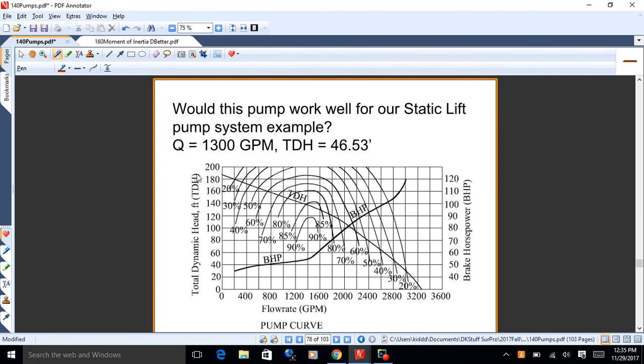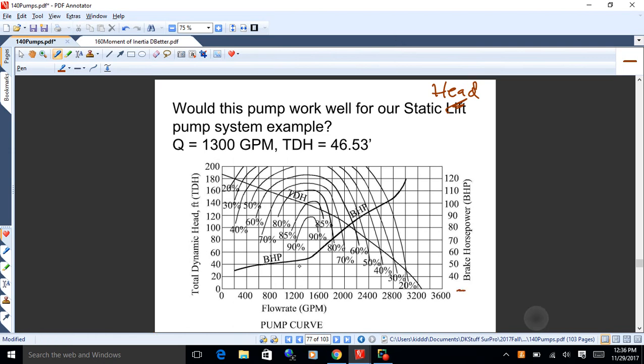Now, how about the other one we did where we had static lift, that was static head, this one. What would happen if we used this pump for that static head situation? Why don't you start by plotting that up? So plot the point up and see where it is. About there? Now, see, that's not a match, right? That ain't going to work. Very good. It's not anywhere near this curve.